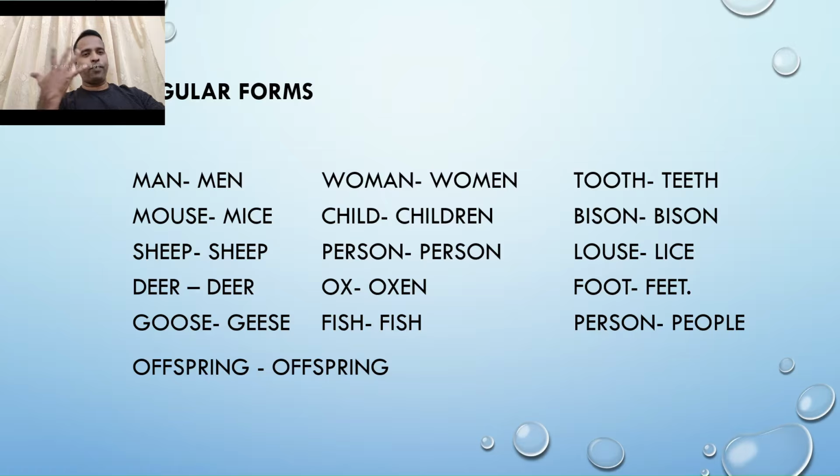Coming to the fifth method, which is known as irregular forms. Here we can see so many examples, like man becomes men, tooth becomes teeth, child becomes children, bison becomes bison only, ox becomes oxen, fish becomes fish, person becomes people, and much more.